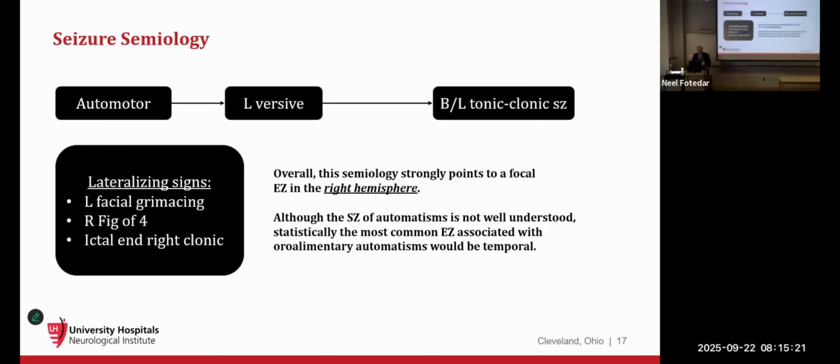Now, however, none of these are localizing in that sense, and they don't tell you where in the right hemisphere necessarily. Now, if you just go by statistics, you're saying it's temporal lobe epilepsy, and as I mentioned before, the most common epileptogenic zone associated with oroalimentary automatisms is temporal lobe. So you'd be correct in saying this is most likely right temporal lobe epilepsy. And then there are some other, more nuanced analyses, like the time it takes for the version to develop from the onset of automatisms, which tells you most likely it is an extrafrontal epilepsy as well.